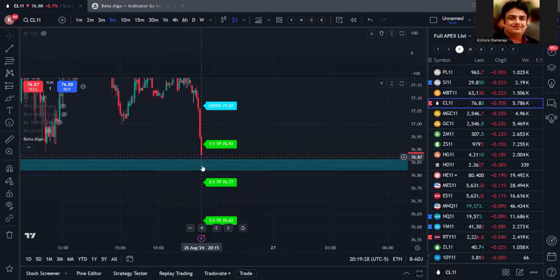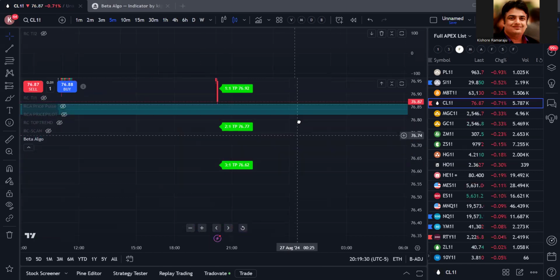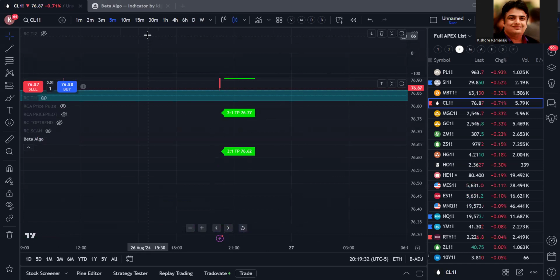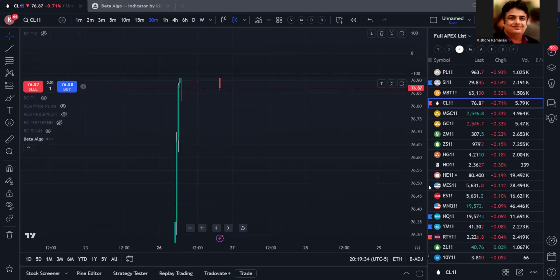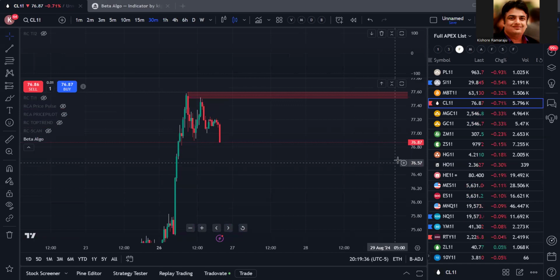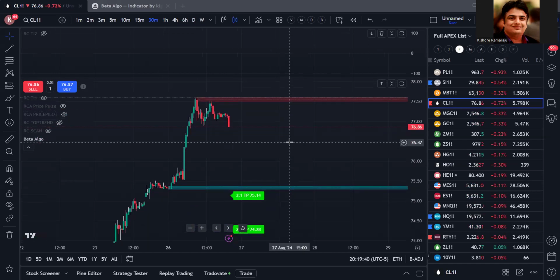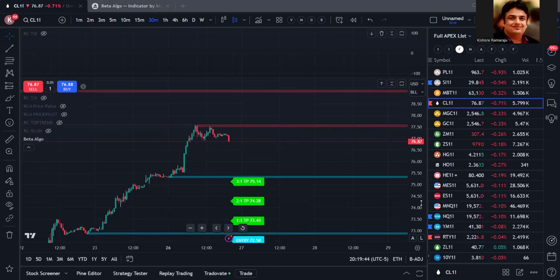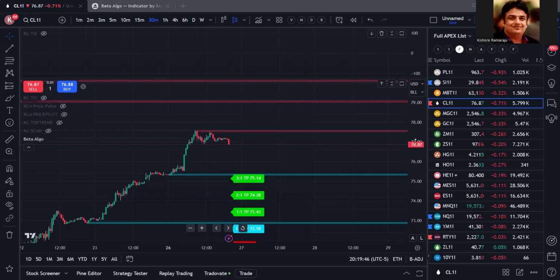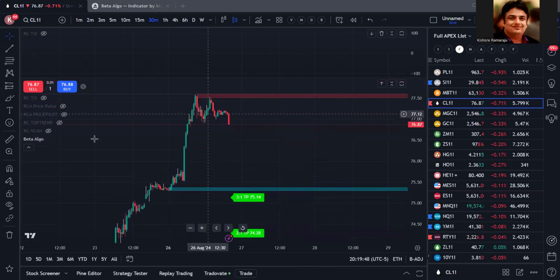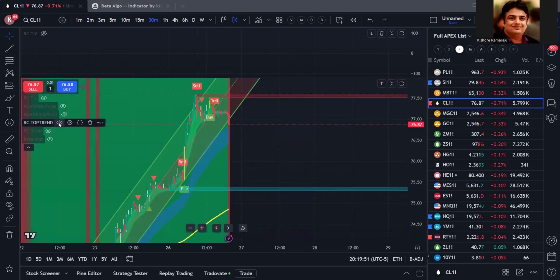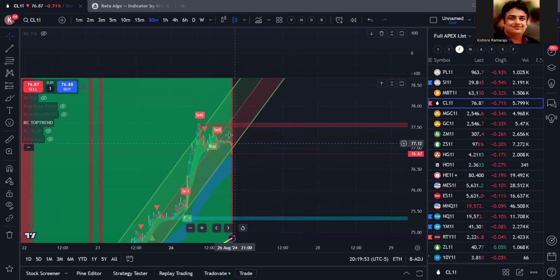Now, if crude oil breaks this, it can go further here and here. There is a high possibility, so if you see the 30 minutes time frame, based on the 30 minutes time frame, you see here, 30 minutes is also in the sell.